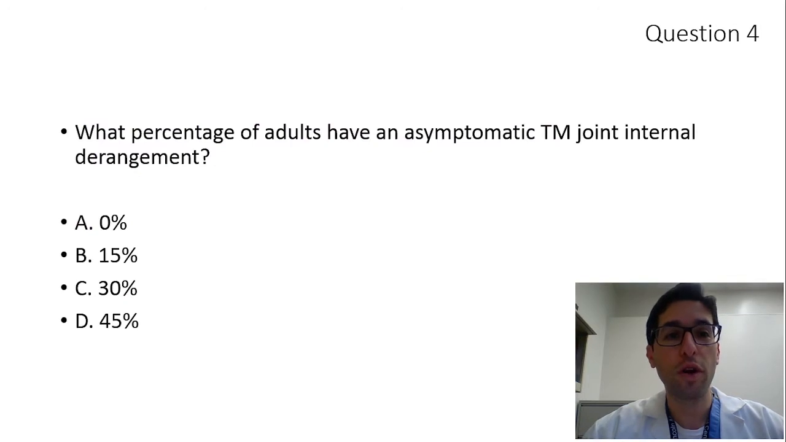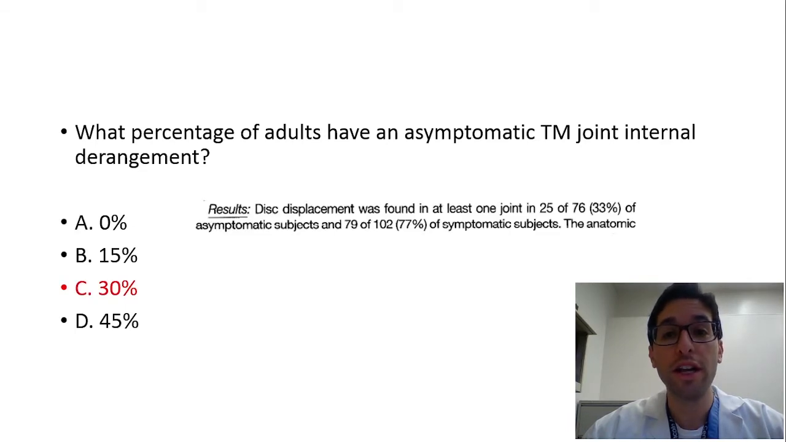All right, question 4. What percentage of asymptomatic adults have internal derangement? So this is piggybacking on question 3, right? We know some percentage of the population will have internal derangement, meaning they'll have an improper position, but they have completely no symptoms. And the answer is 30%, about a third. It's a lot. So disc displacement is found in asymptomatic patients about 33% of the time.